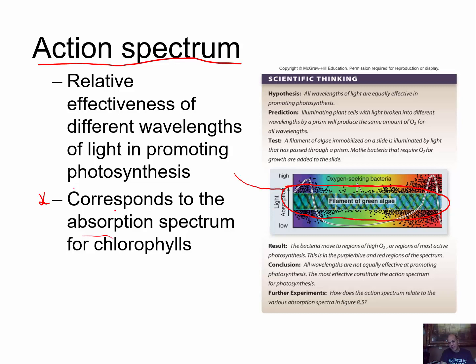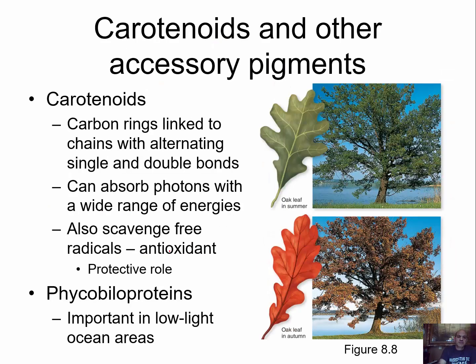And so what you do is you shine white light through a prism, and that separates the light into the different wavelengths. And so different wavelengths are shining on different areas of your algae, and you can see where the majority of the bacteria that require oxygen are situated. The bacteria move to where there's more oxygen, which they require. So you can see the majority of bacteria are over here, where the action spectrum shows the optimum photosynthetic action. And again, it corresponds to the absorption spectrum of those chlorophylls that we see.